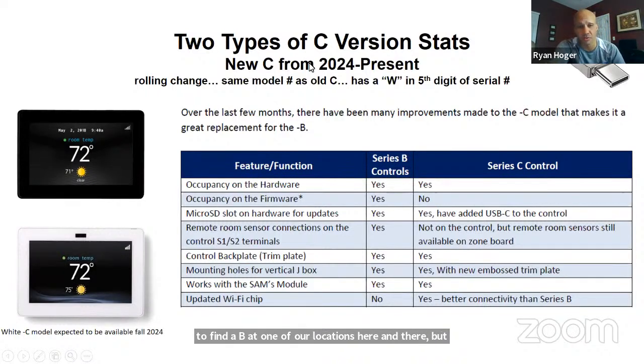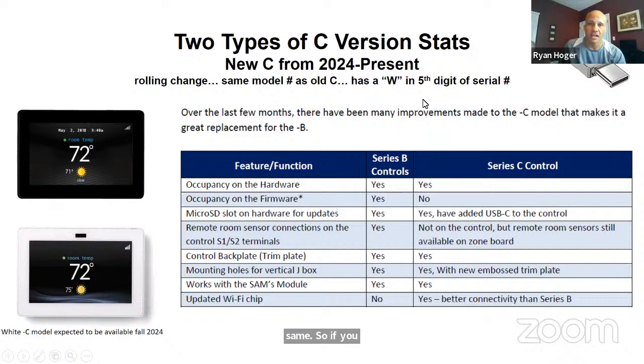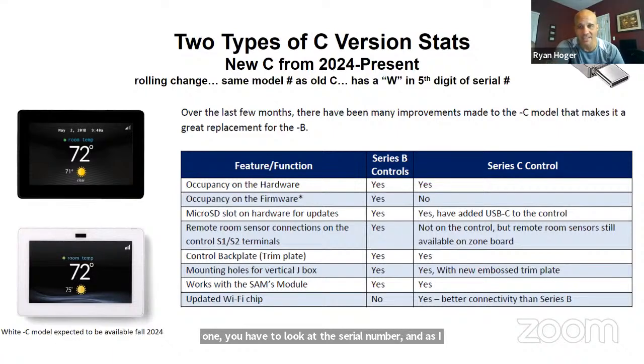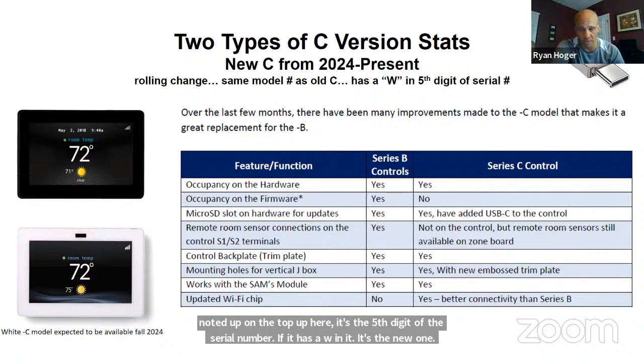So the differences between the old C, which I know sounds stupid saying old from 2 years ago, and the new C: the part number is exactly the same, which kind of sucks. I like it when part numbers change, so I know how old things are based on the part number, but it's exactly the same. So if you want to know if you have an old or new one, you have to look at the serial number. As I noted up at the top, it's the 5th digit of the serial number. If it has a W in it, it's the new one. If it has an M, it's the old one.